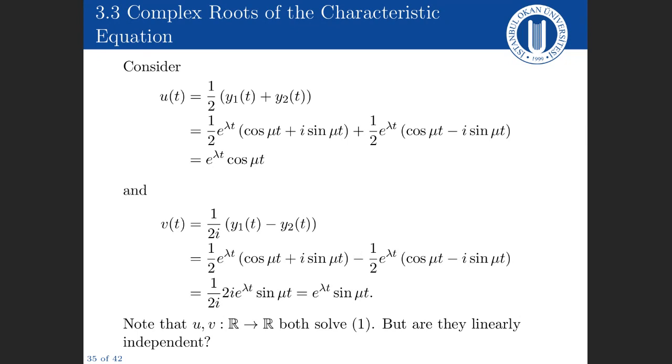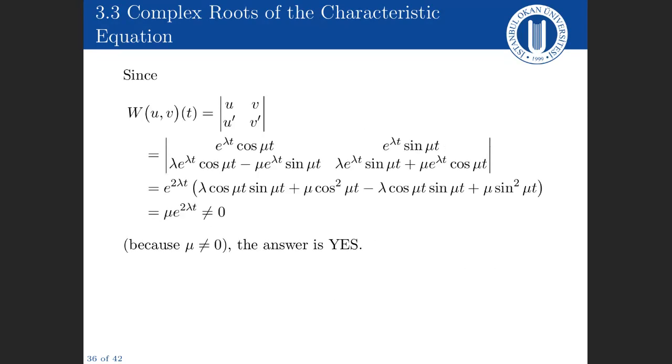These two functions u and v both map from the real numbers to the real numbers. As I said earlier, they both solve the differential equation because they're just linear combinations of y1 and y2. But are these two functions linearly independent? To find out, we calculate the Wronskian of u and v.